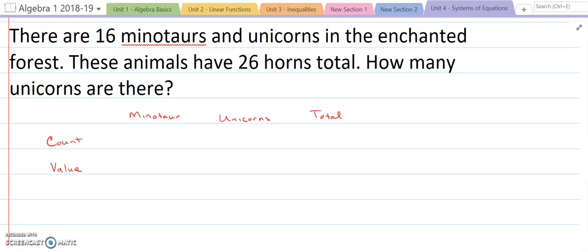That means literally, as I'm walking down the street, if I just started counting the minotaurs and was like one, two, one, two, three, that means I'm just counting how many times I see the letter M versus the letter U. There have to be 16 of them. I told you that in the first sentence.